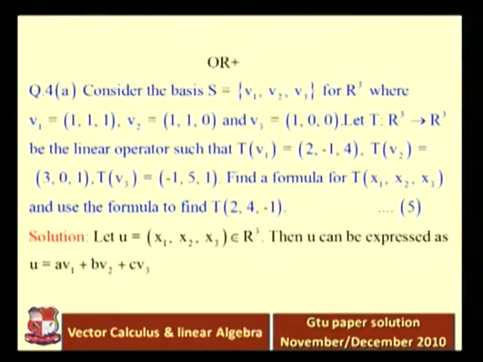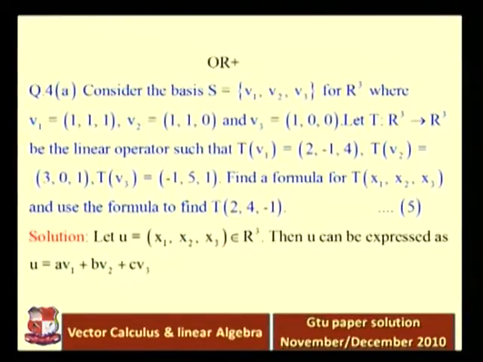Again I repeat the question, that we have basis S for R3. We have V1, V2, V3 which are the basis vectors for R3. We have transformation T from R3 to R3, and we have T of V1, T of V2 and T of V3, and then we have to find the formula for T of (x1, x2, x3), right?